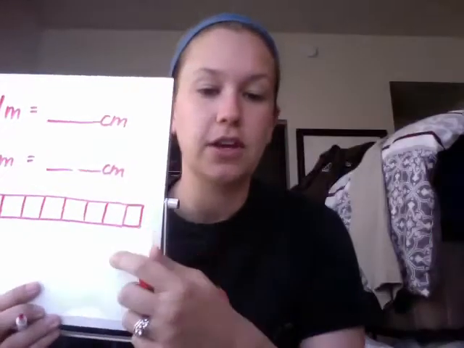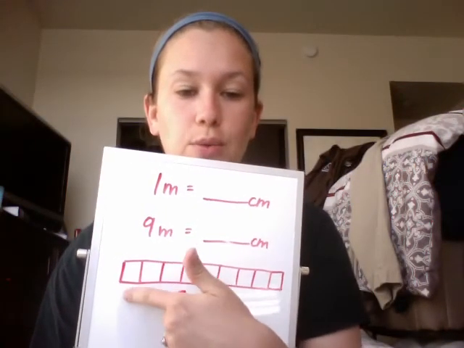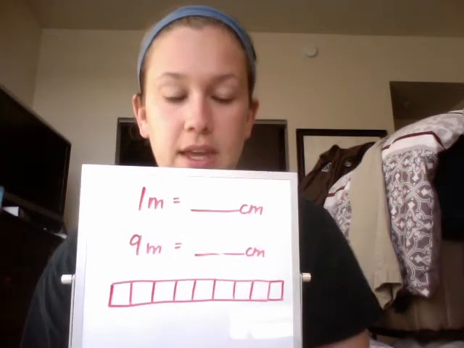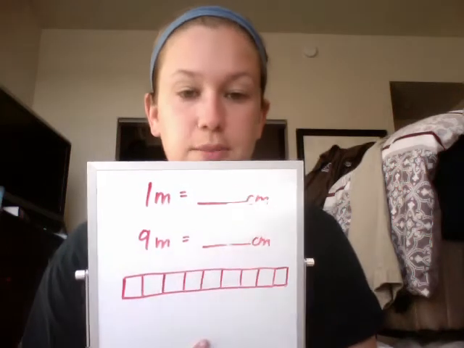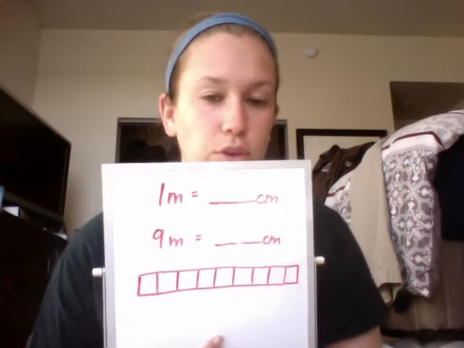Okay. So it wants to know how many centimeters are in 9 meters. So I'm going to split up my diagram into 9. 1, 2, 3, 4, 5, 6, 7, 8. Let me count. 1, 2, 3, 4, 5, 6, 7, 8, 9. Perfect. So each of these represents one meter. So 1 meter, 2, 3, 4 meters, 5 meters, 6 meters, and so on. So we need to figure out how many centimeters are in 1 meter.